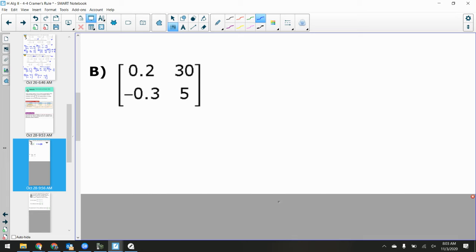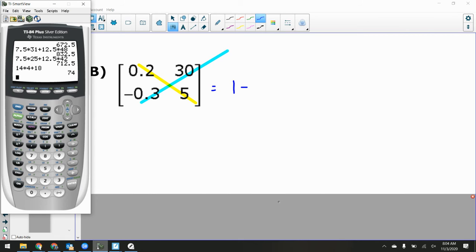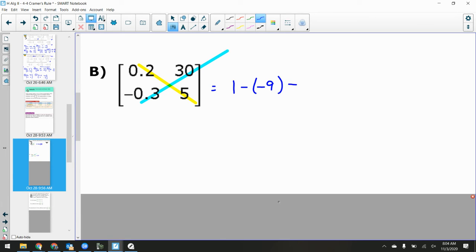All right, so again, we take the cross products and we subtract them. So 0.2 of 5. What's 0.2 of 5? 1. And we subtract away, what's negative 0.3 of 30? Heard a couple different answers. Negative 0.3 times 30, negative 9. So my determinant is 10.